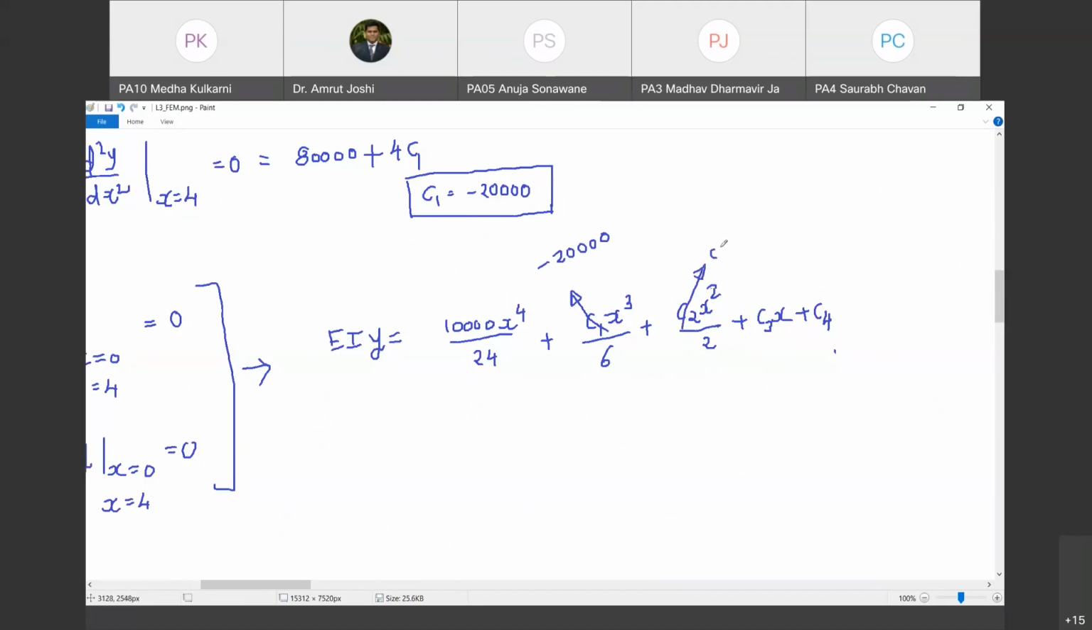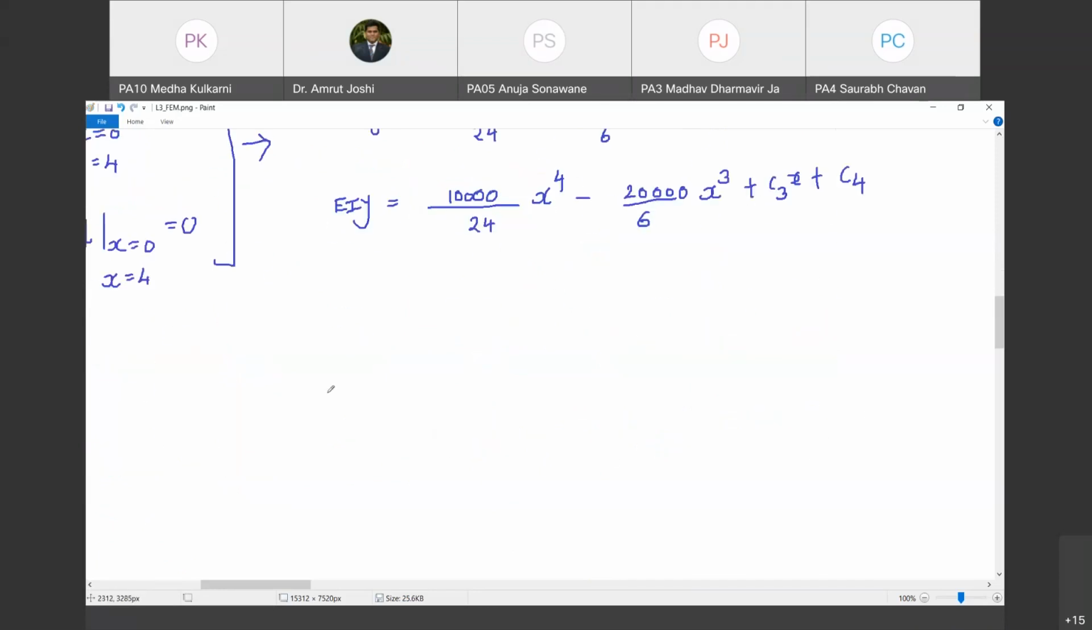0. What is the value of C3 and C4? Not known. Are you with me? Yes, sir. Can I write now EIY as 10,000 divided by 24 x raised to 4 minus 20,000 divided by 6 into x cube plus C3x plus C4.